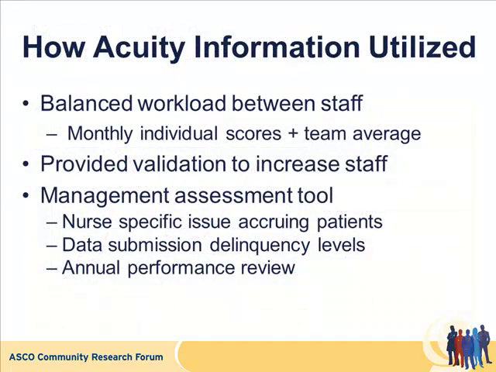So how did we use the acuity information? We did feel like we were balancing our workload between staff, looking at monthly individual scores as well as the team average. If one nurse's acuity was really spiking up and she looked really busy and someone else's was not so high, we would encourage her not to take on new patients that month, and let this other nurse take on a few more patients so she could build her workload up and try to keep it balanced. So it was very good for that.